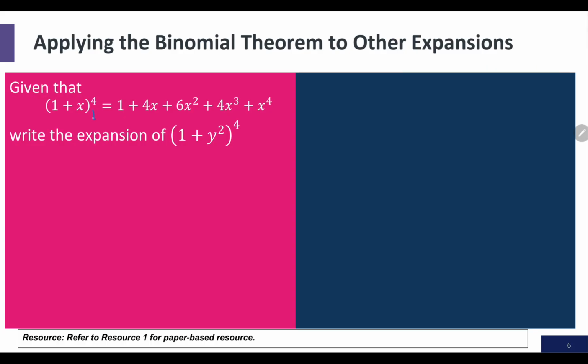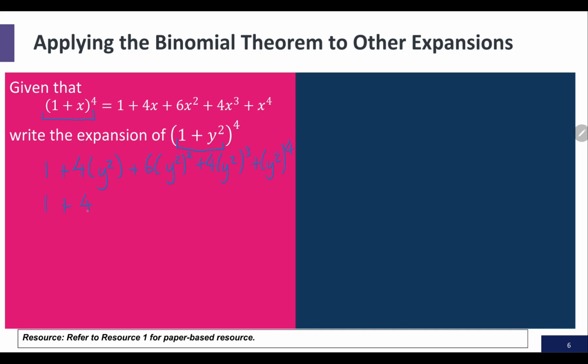So in this case, what's the same is that we've still got a 1 plus something and the power 4. This time we've got 1 plus something to the power 4. What's different, however, the x has been substituted for y squared. And if that's the case, all we need to do is rewrite the expansion, but instead of writing x, I'm writing y squared. And there we go. There's the substitution.